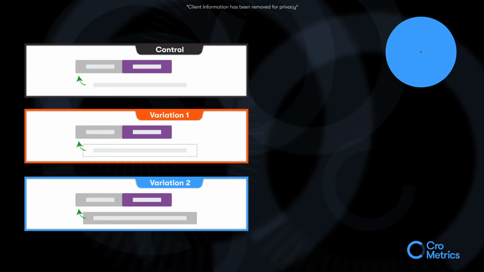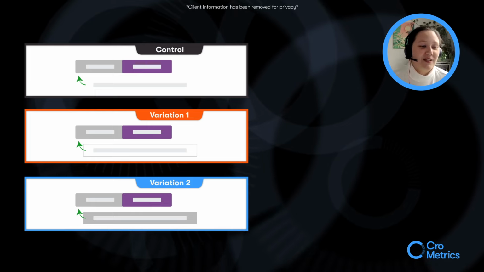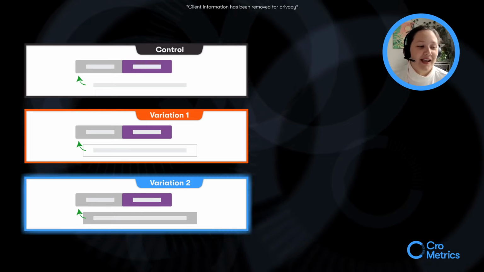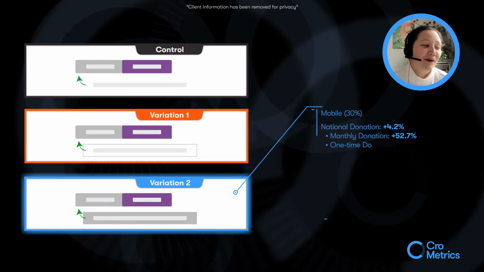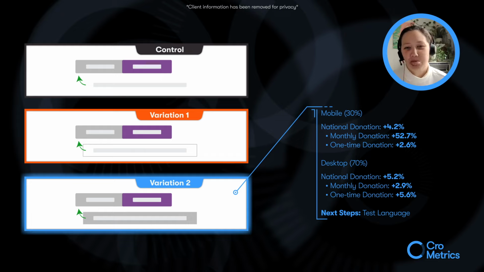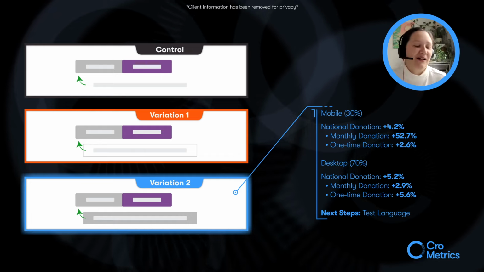Okay. Well, I'm super excited to report that V2, the gray box version, won, and it was our second biggest winner from the entire quarter. It won on desktop and mobile. So it's just a really great test.